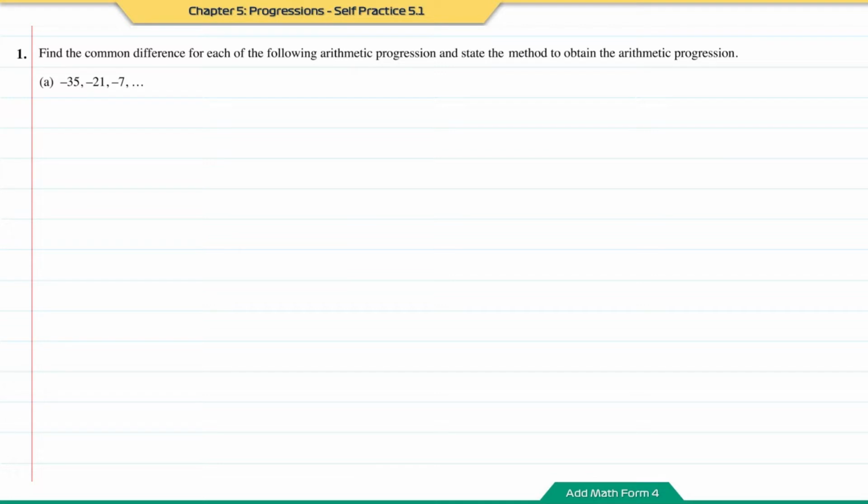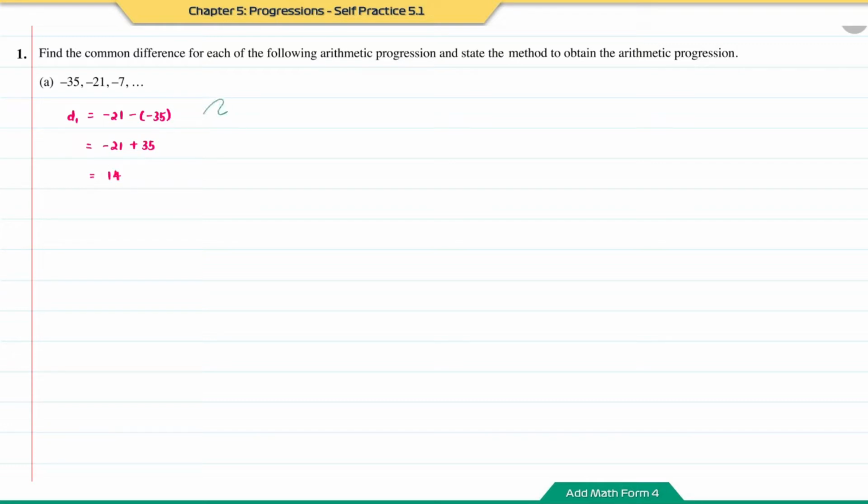So for question A, you can find the common difference. Here I use d1 if you are using negative 35 and negative 21. So these are two consecutive terms, so we are going to subtract them. Here you're going to get negative 21 plus 35, which is equal to 14.